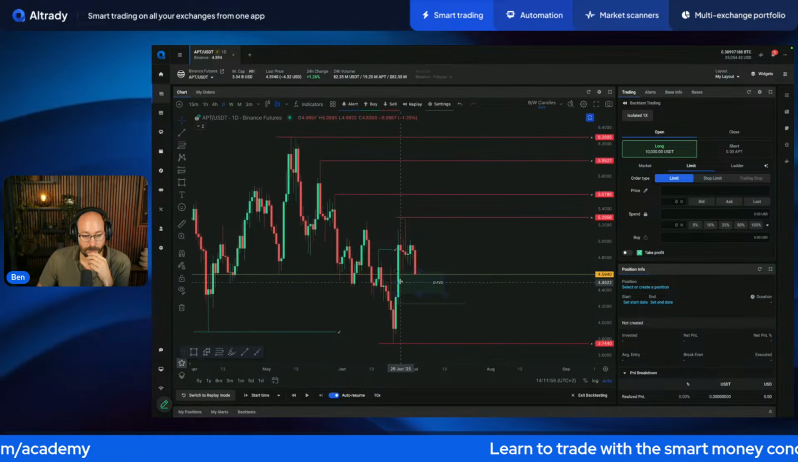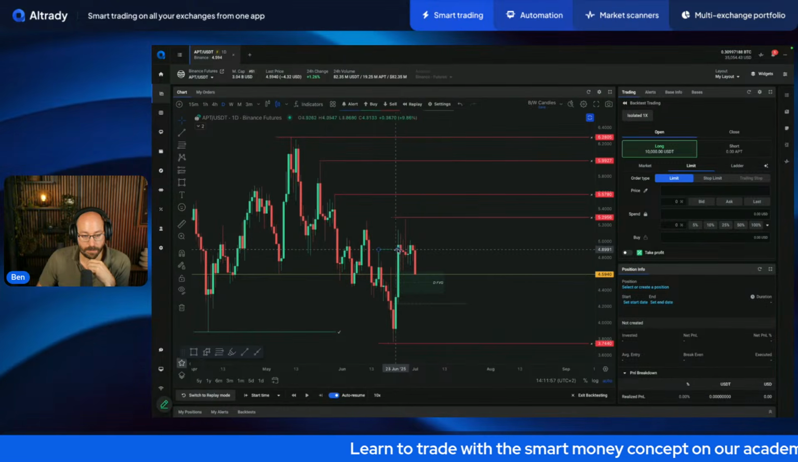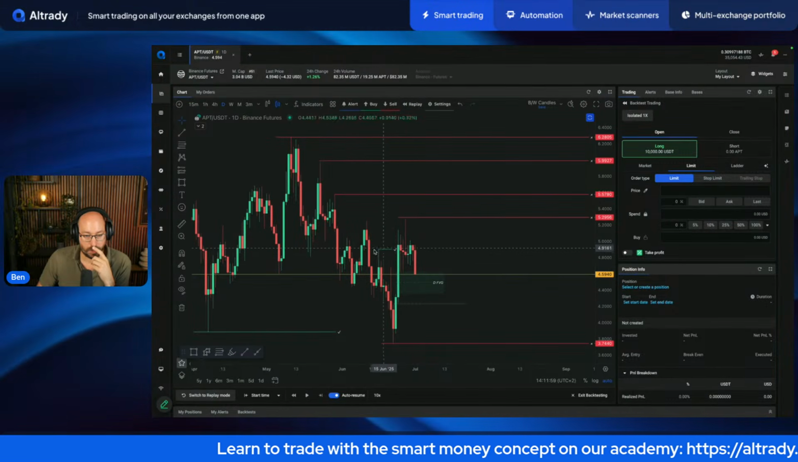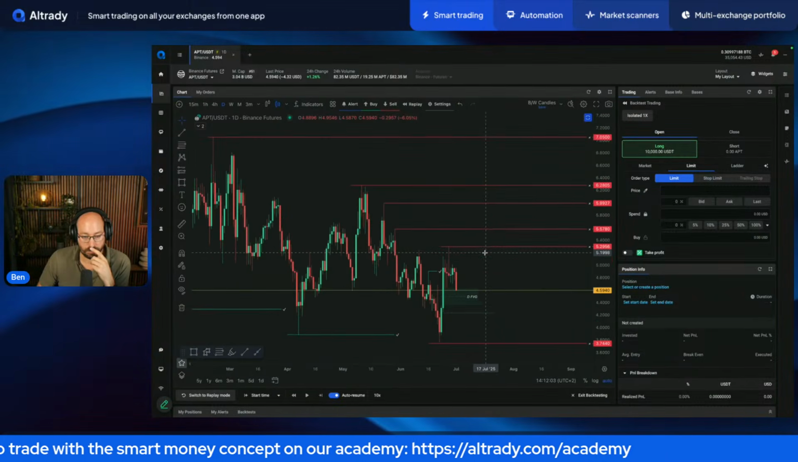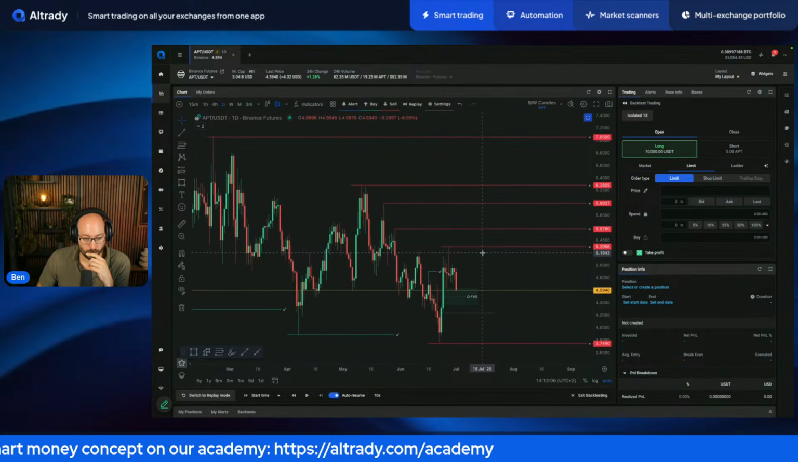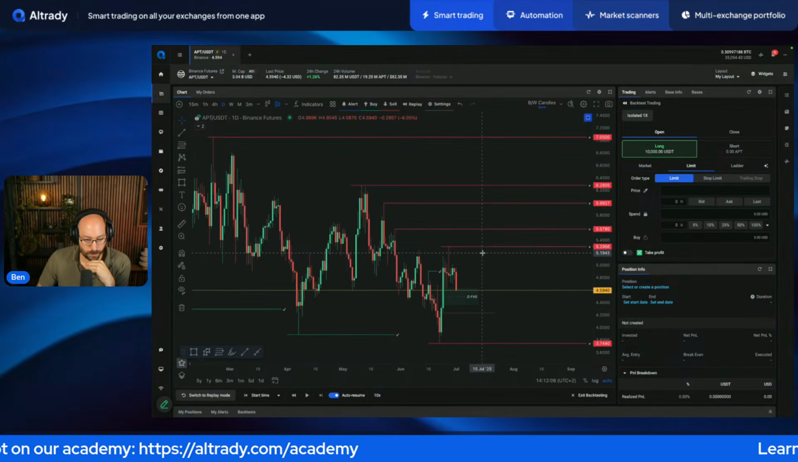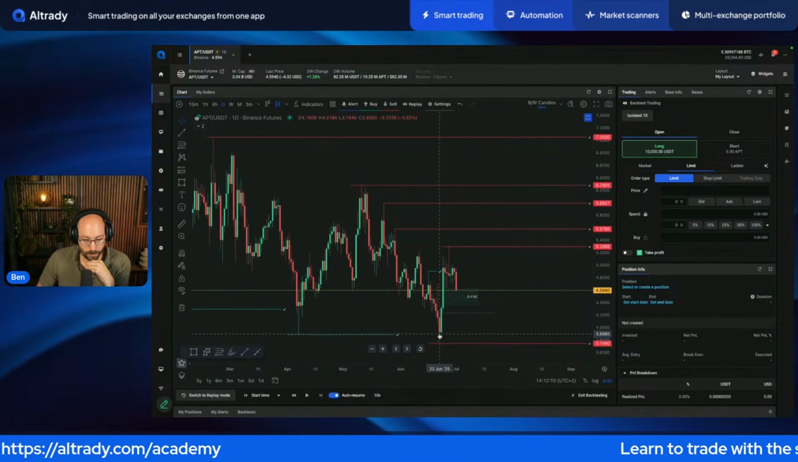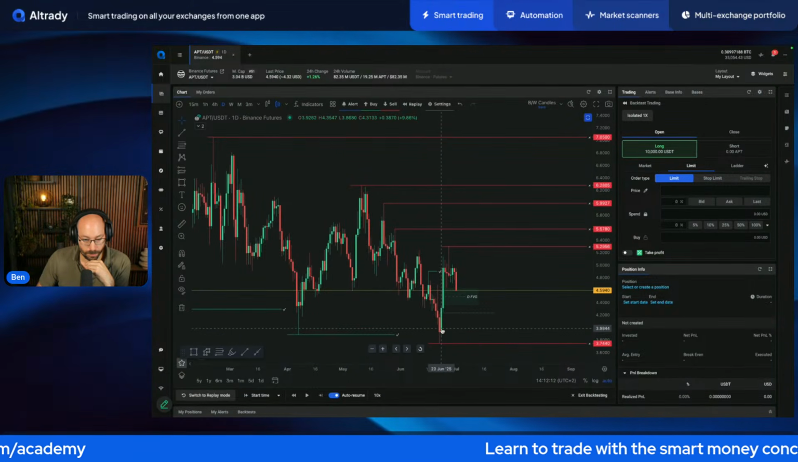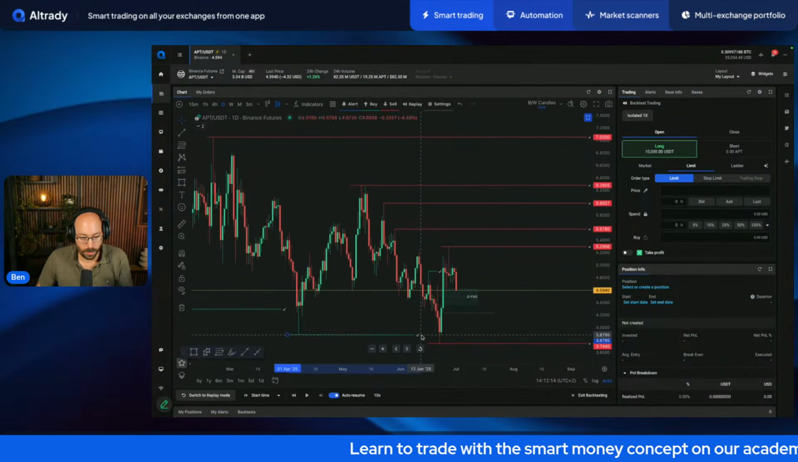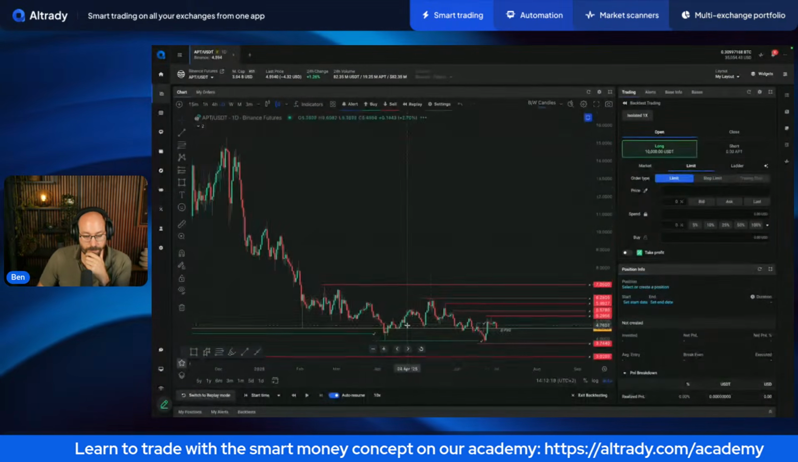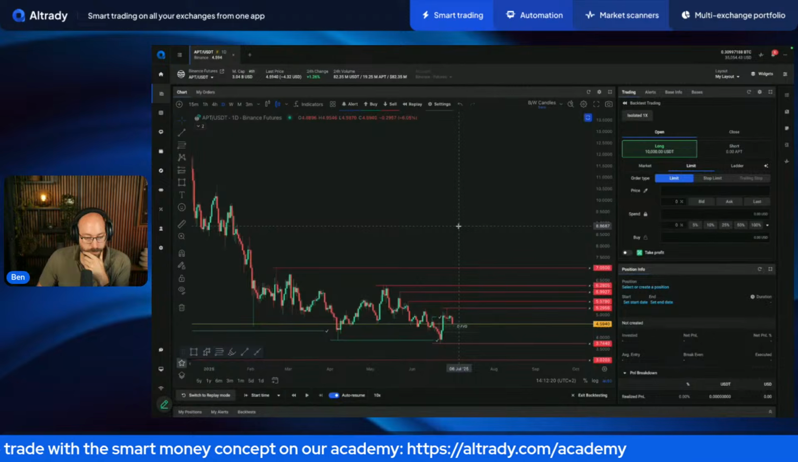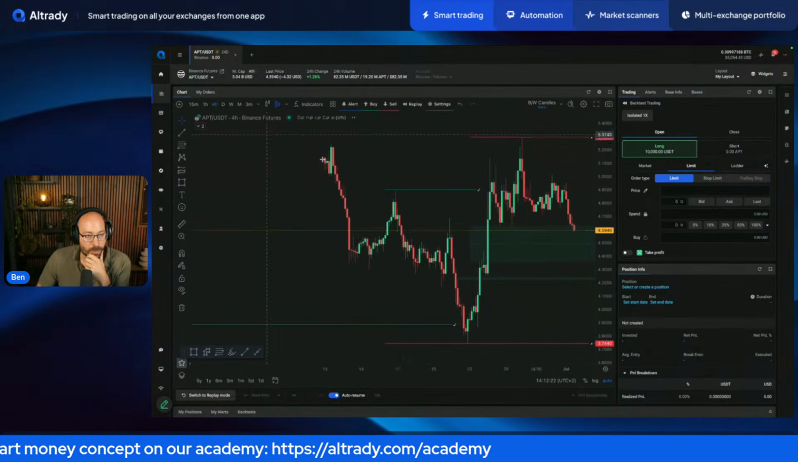However, it did have this break. So there is a shift here. All right, this was the sweep, not a close. So even on the daily, it was a sweep. So we can go to the 4 hour.